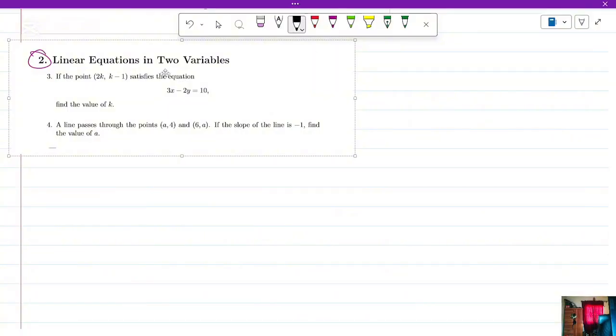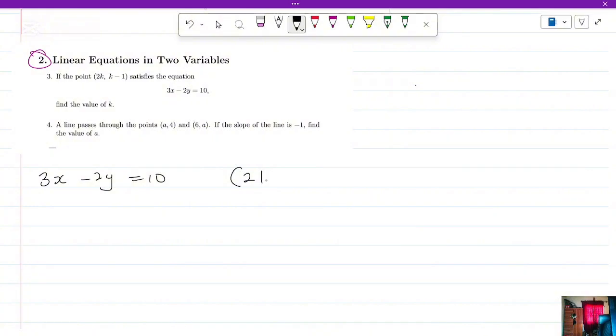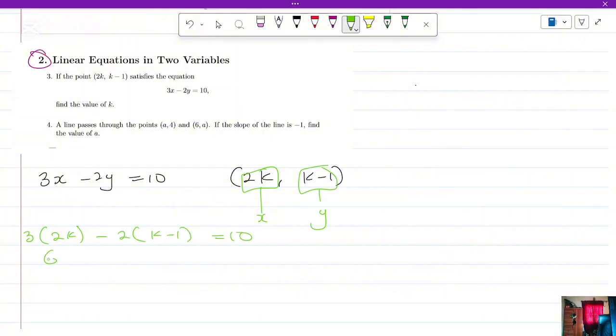Now they said if the point 2k comma k minus 1 satisfies the equation, find the value of k. So this is 3x minus 2y equal to 10. So 2k comma k minus 1. You should know that this one is for x and this one is for y. That is a coordinate. Okay, so that will be 3 in bracket of 2k minus 2 in bracket of k minus 1 equal to 10. So that will be 6k minus 2k plus 2 equal to 10. So 6k minus 2k, that is 4k plus 2 equal to 10.